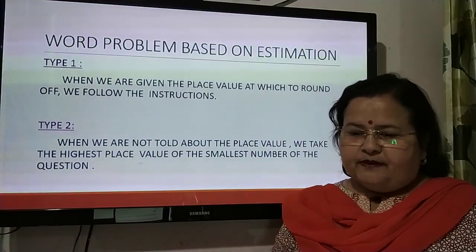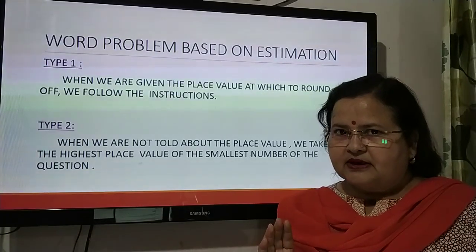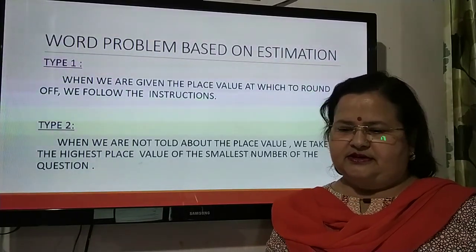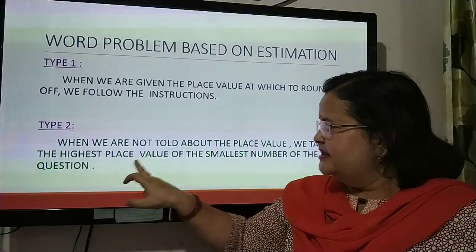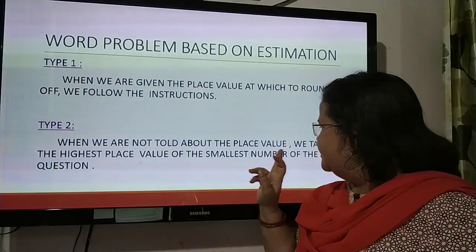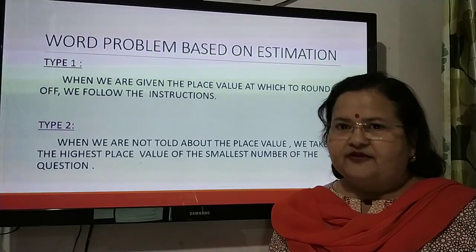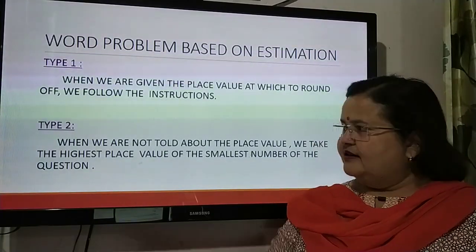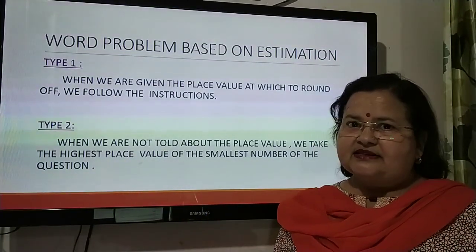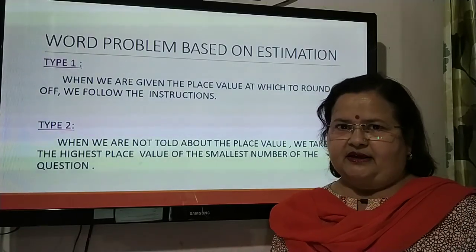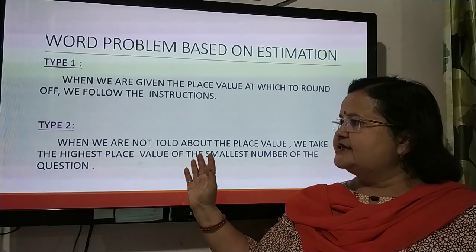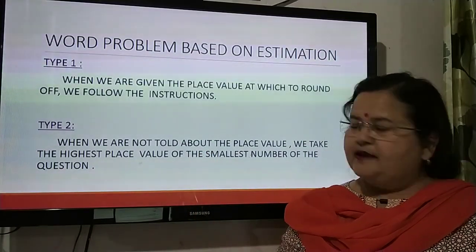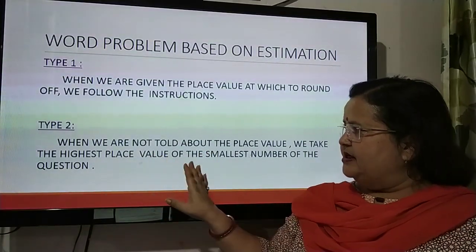There we have to keep in mind a few rules. What does it say? It says take the highest place value of the smallest number of the question. When we are reading this, it seems a little confusing, but when we move ahead with the examples, this will get clear. First, what does it mean?